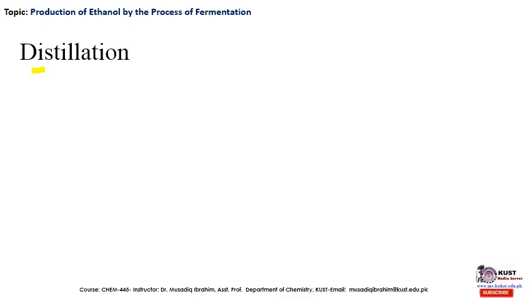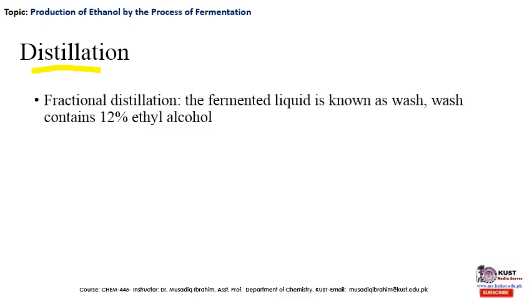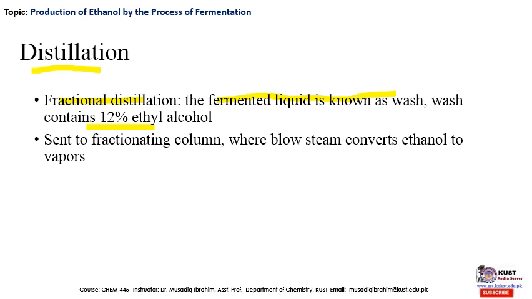Now the distillation is a very important step in the refining of the alcohol, and as we discussed its importance in the sketch diagram for the process of fermentation in the previous slides. So in fractional distillation, the fermented liquid is known as wash, and this wash contains 12% ethyl alcohol or ethanol. Now this wash is sent to a fractionating column, where the blow steam converts ethanol to the vapor form.